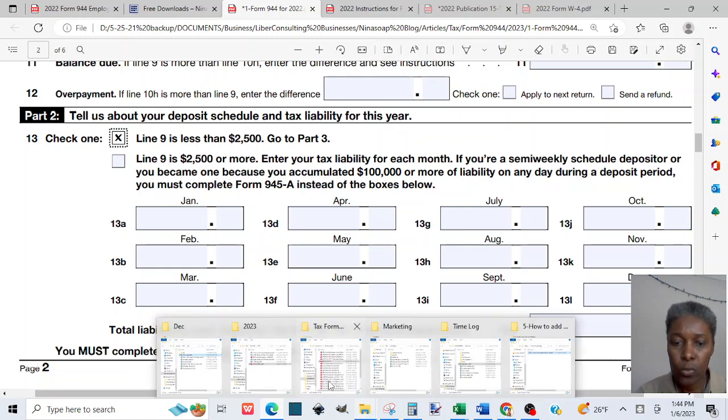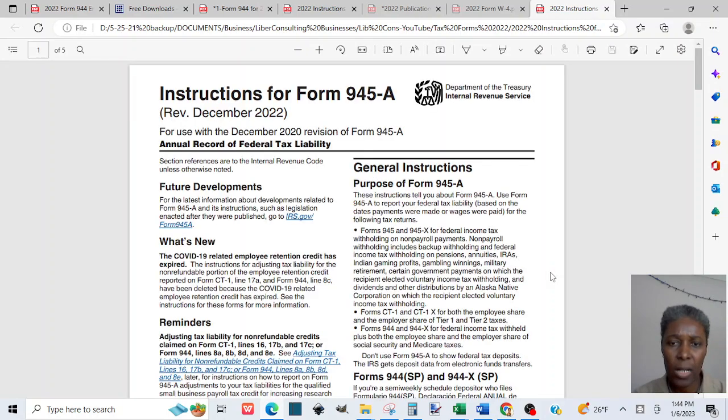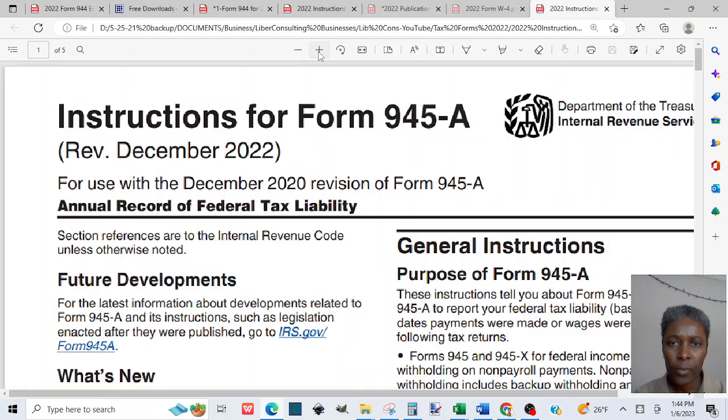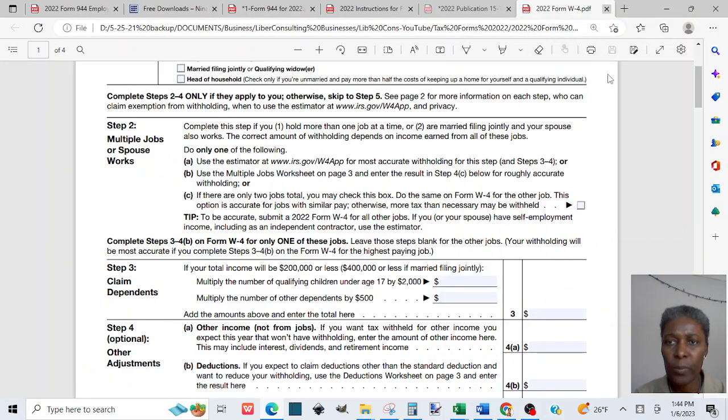And let's go to Form 945A to take a look at it. It does not apply to our example, but if it applies to you, you can take a look at it to see how it looks. And again, it is on our website as well. The link is there. That is the instruction, so the instruction will tell you how to complete it. But let's find the form itself.